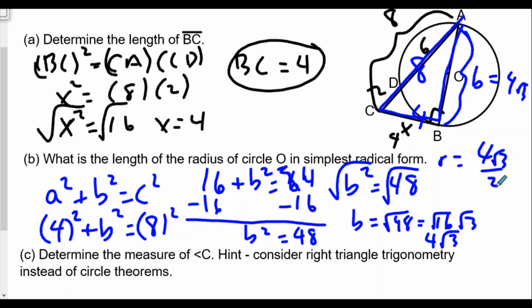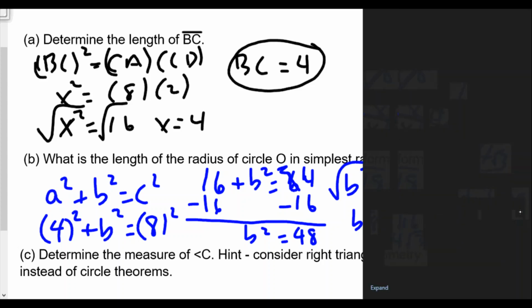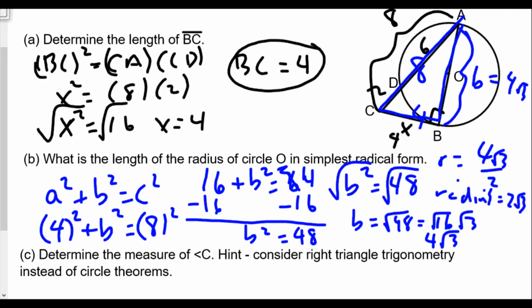So we're looking for the radius to be equal to 2 square root of 3. Oops. 2 square root of 3. Okay? I'm going to write that down again. 2 square root of 3. So it's easier to see, ladies and gentlemen. So, all right. Now, hopefully that was okay.